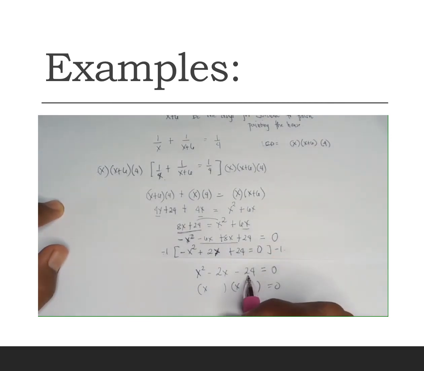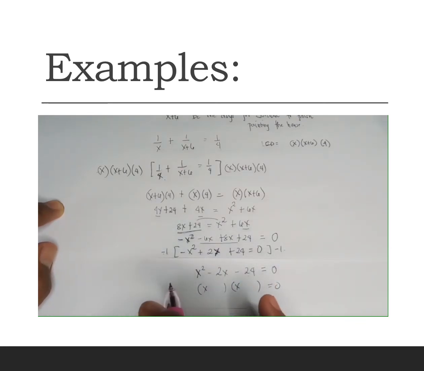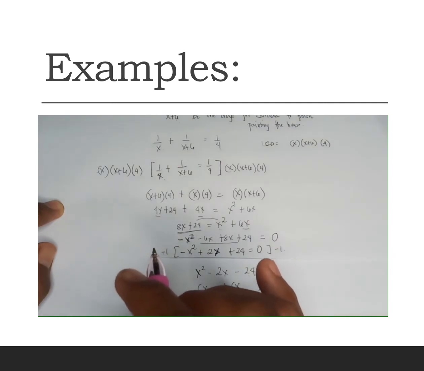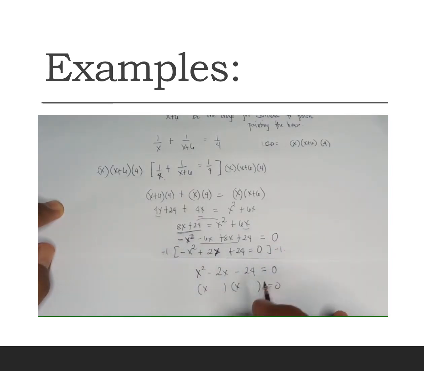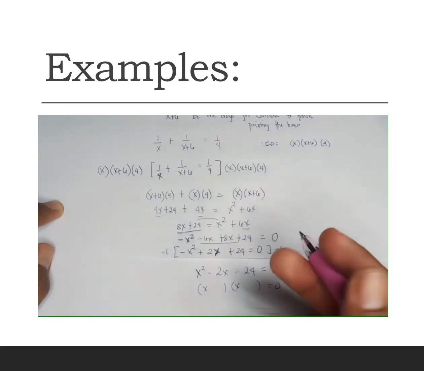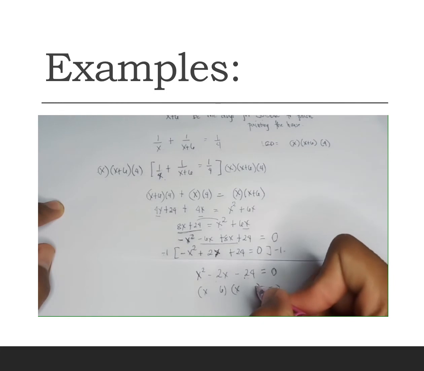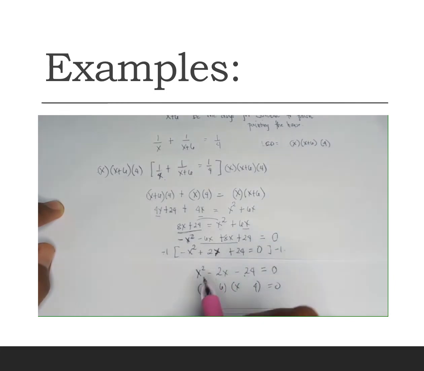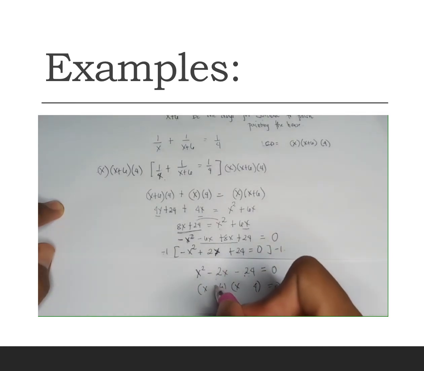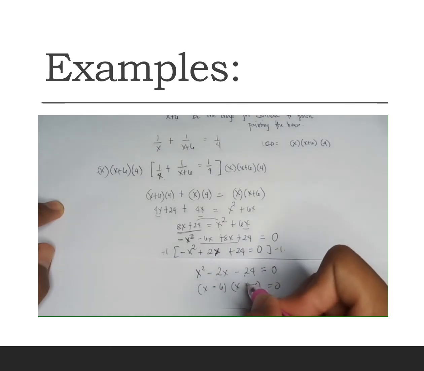So, what are the factors of 24? We have 8 times 3 is equal to 24. Pero pag pinag-minus natin siya, magiging 8 minus 3 is 5. Di, bawal. 6 times 4. 6 times 4 is 24. Pag pinag-minus natin siya, magiging 2. Correct. So we have 6 times 4. What is the sign of our middle term? Negative. So the sign of the larger factor should be negative. This is positive.